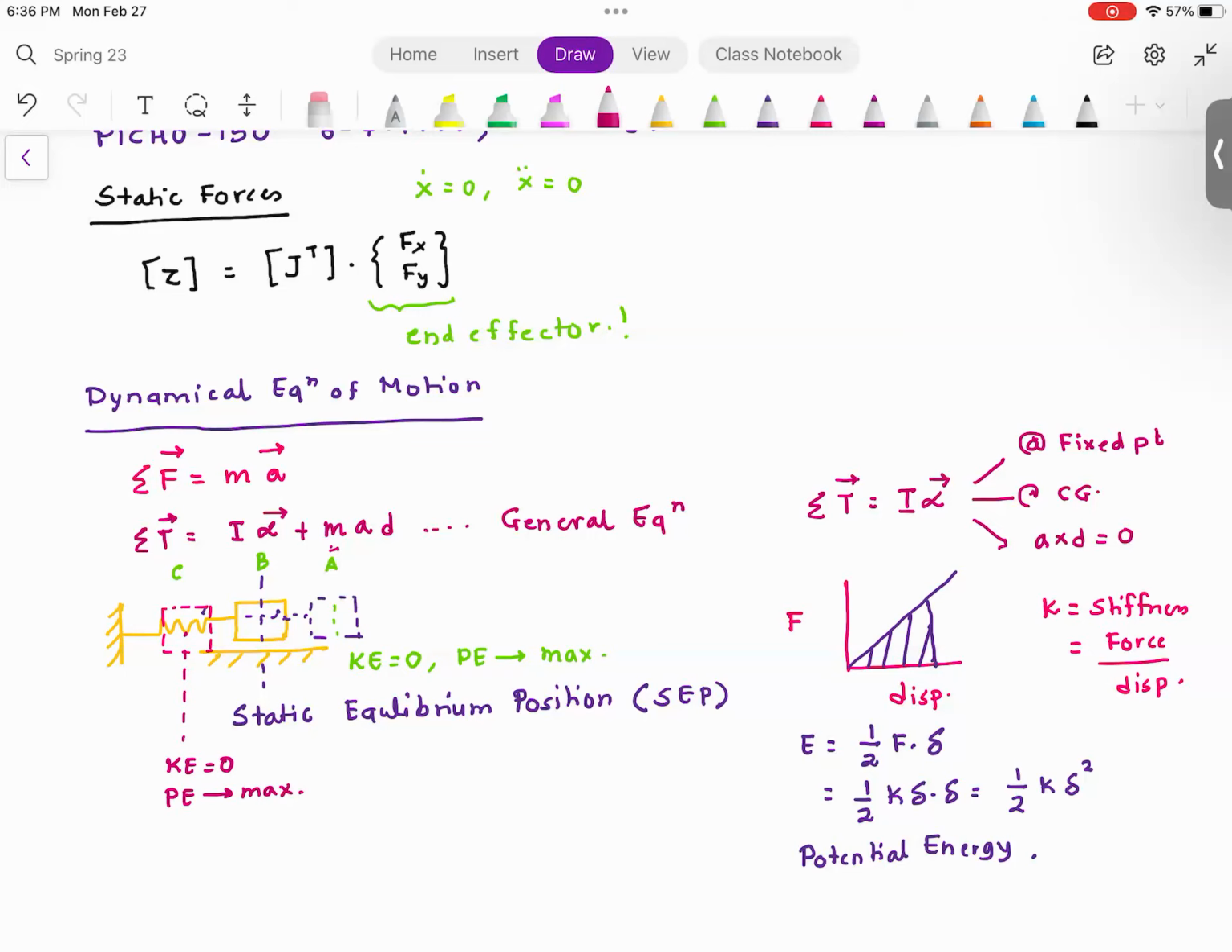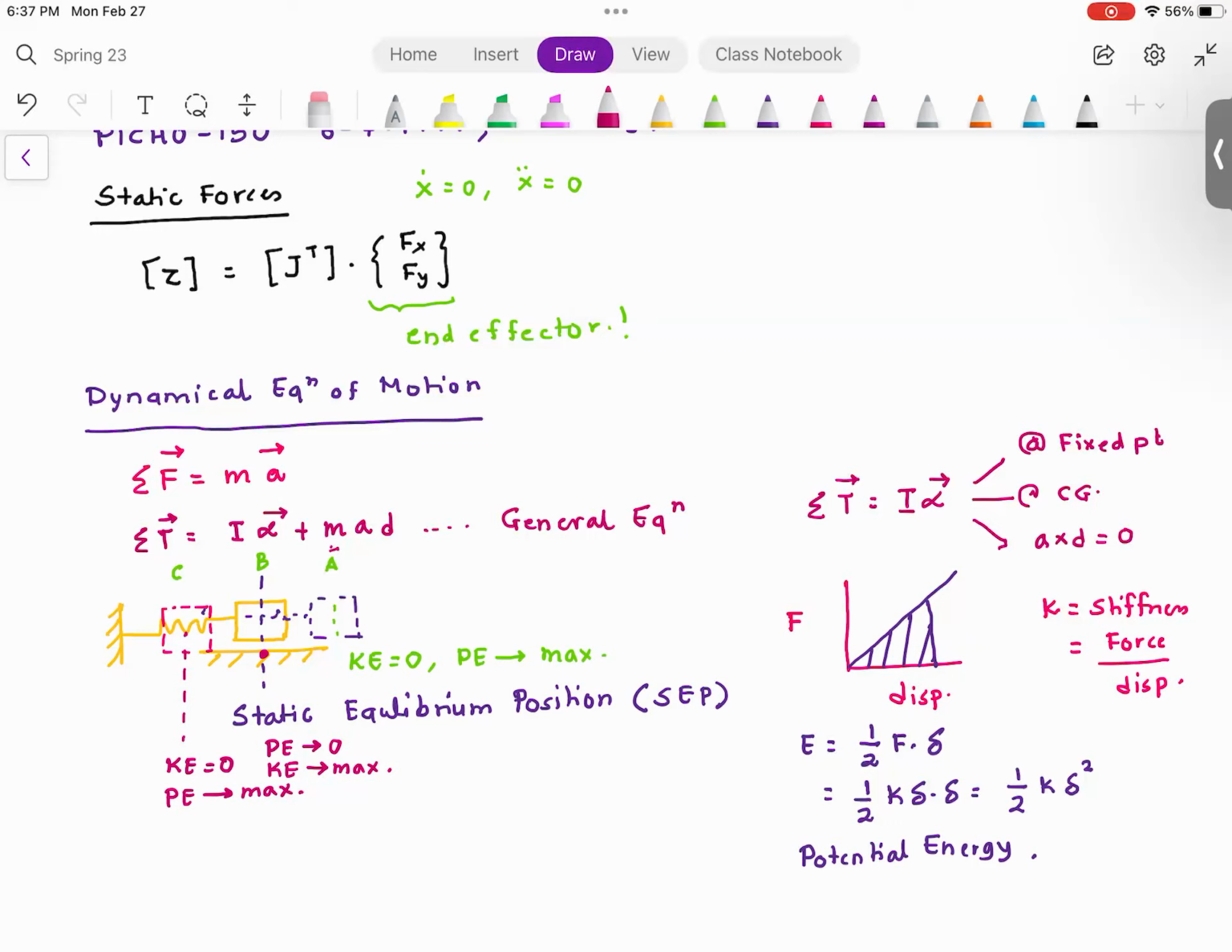Are you with me? At the static equilibrium position, as you can see, the spring is neither stretched nor deformed, but velocity here is maximum, which means the potential energy is 0 and kinetic energy is maximum. Are you with me? So what is happening? As the mass goes from C to B to A to B to C, going back and forth, there is this continuous change of kinetic energy to potential energy that is causing this mass to oscillate.